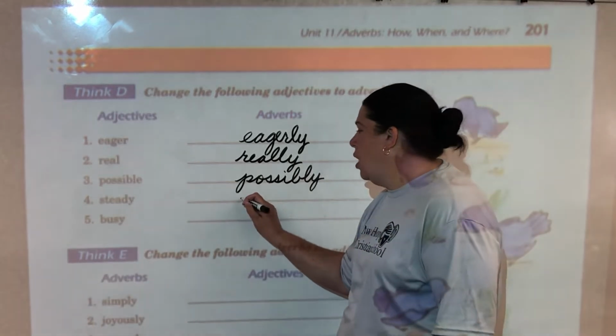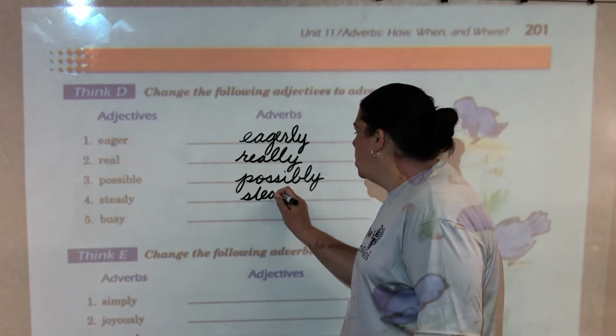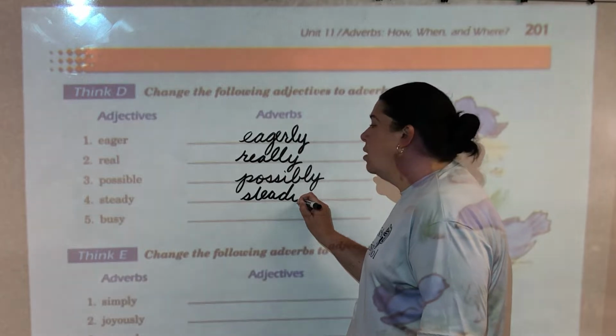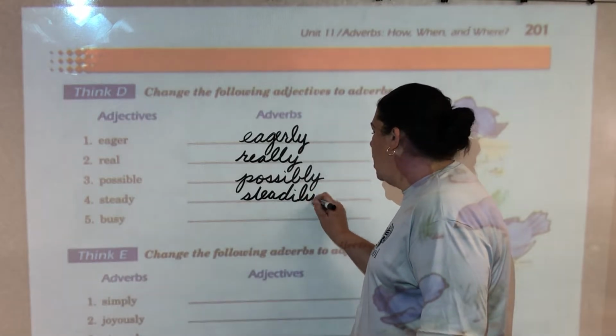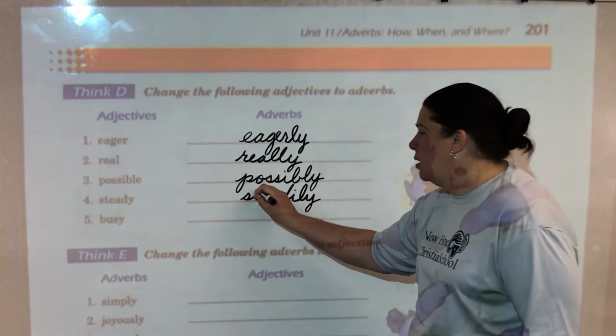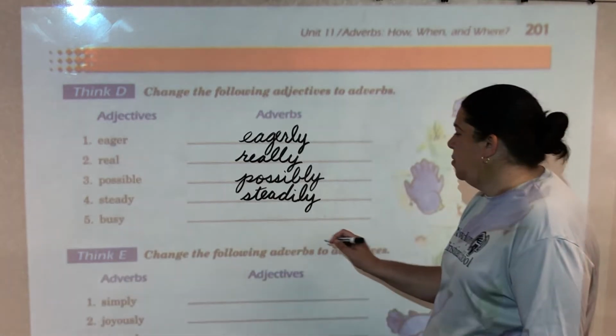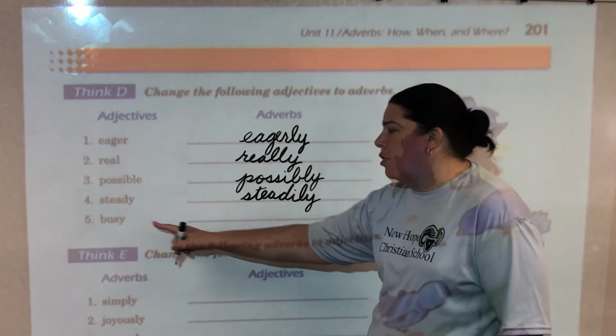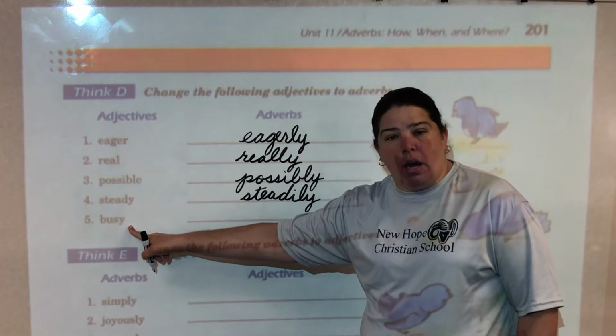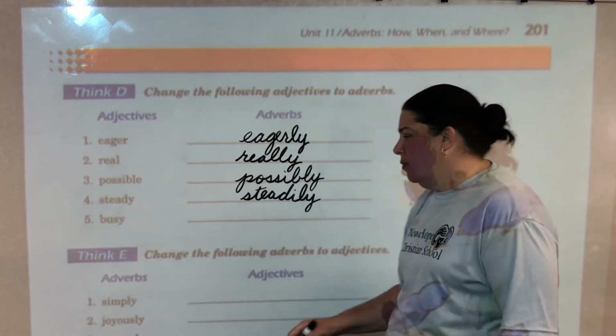Steady to steadily. Remember, we're dropping the Y, adding an I and then adding L-Y. Steadily. Busy, busily. Again, the same thing. Drop the Y, change it to an I and add ly.